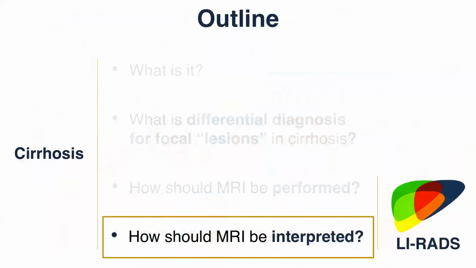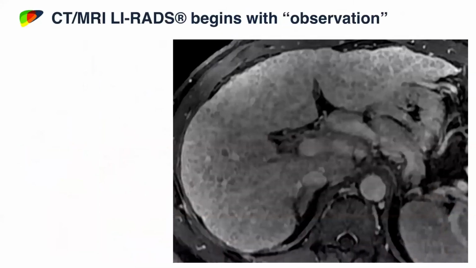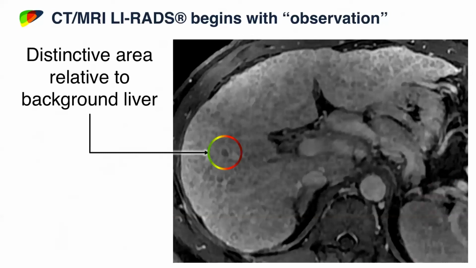Okay, so how should MRI be interpreted? Well, CT and MRI interpretation begins with an observation. So this liver is cirrhotic. We can see that it's nodular. Within the liver there are all of these smaller nodules surrounded by fibrosis, and we're looking for something in this cirrhotic liver that looks different than the background. And there we see a small nodule that looks different than the background liver. It's distinctive from the background liver, so this is an observation.